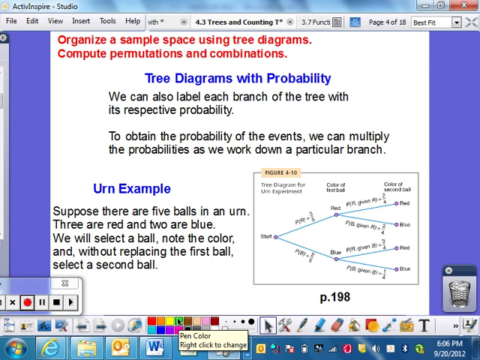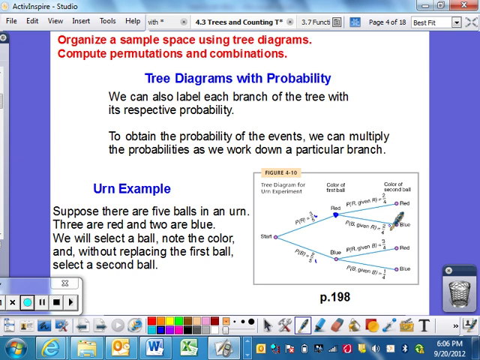So if you have 5 marbles in an urn, there are 3 that are red, 2 that are blue, and we're going to select one, note the color, and then without replacing it, grab another one. So if we make a tree diagram, you might be able to get a red one or a blue one. And then given that you maybe get a red one, you could get a red one again, or else a blue one. So that's the idea.